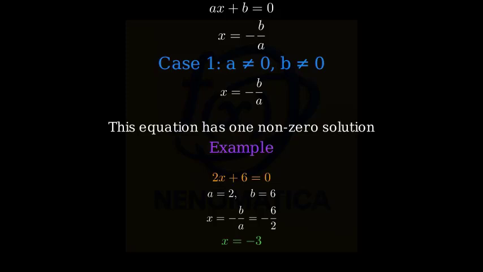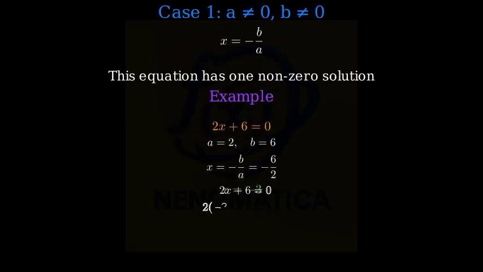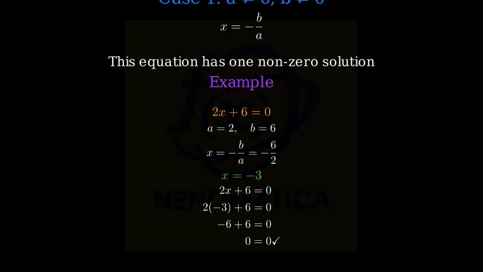Let's verify this solution by substituting it back into the original equation. When x equals negative 3, we get 2 times negative 3 plus 6, which is negative 6 plus 6, which equals 0. So our solution is correct. Now, let's look at our second case.